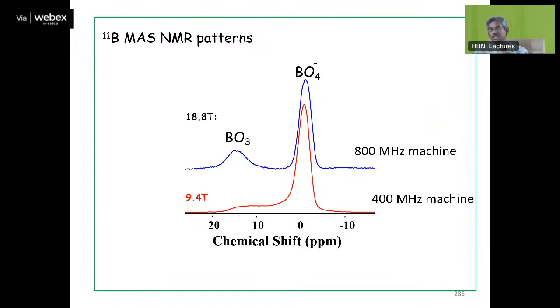So I changed the magnetic field. I recorded the sample in 2 different magnetic fields. One is at 9.4 Tesla magnetic field, another at 18.8 Tesla. I see well-refined peaks. In the case of the 400 megahertz machine, you see that the tetrahedral peak is seen, but the trigonal peak is not clearly seen. The moment you go to double the magnetic field, you will very clearly see the well-resolved trigonal peak.